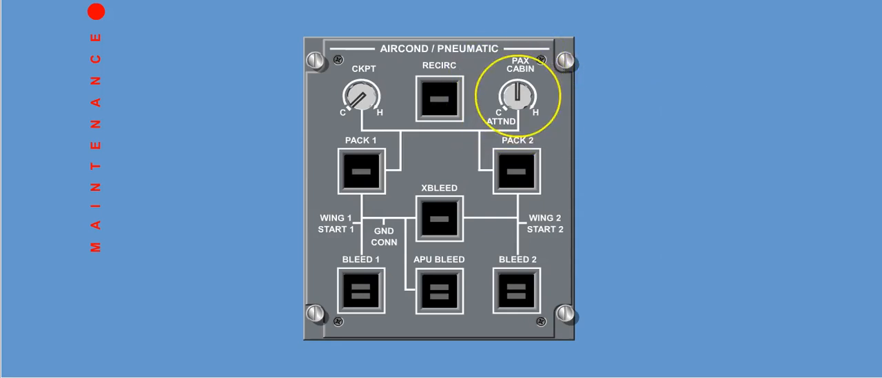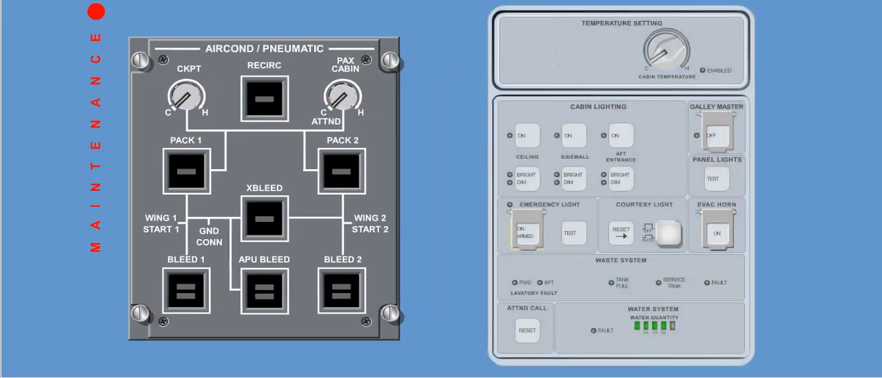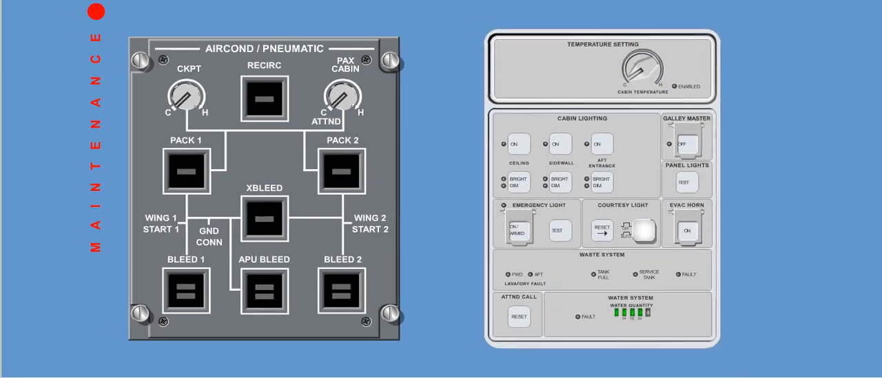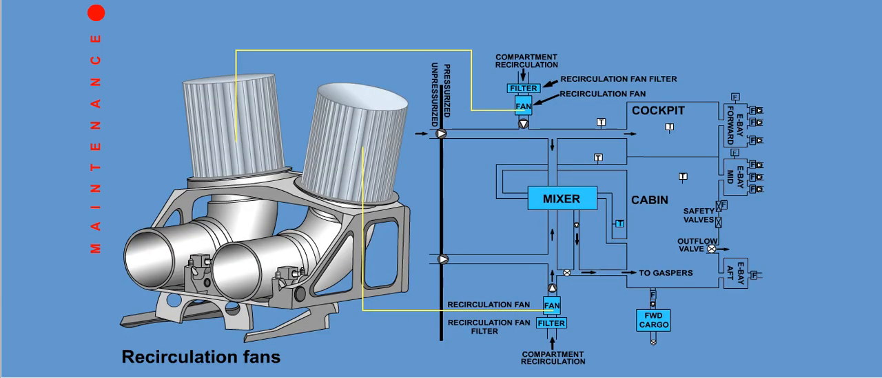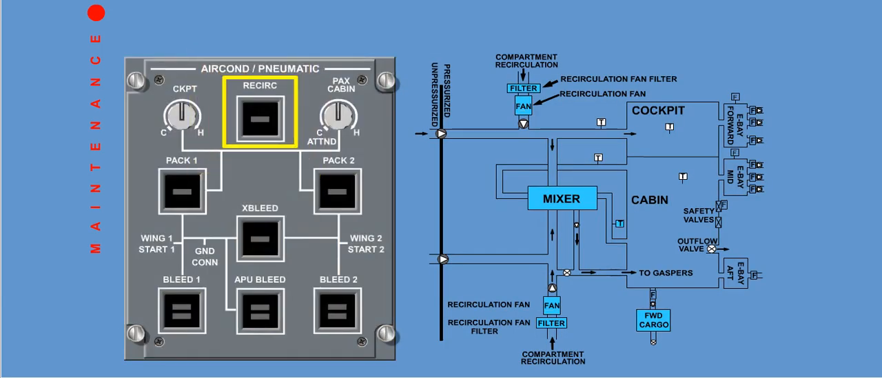The passenger compartment selector knob has a detente at the fully counterclockwise position. In this position, the temperature control for the passenger compartment is transferred to the flight attendant panel. Note: if the passenger temperature control system has the two-zone optional configuration, two selector knobs will be provided on the flight attendant panel. Recirculation fans are controlled by the cockpit selector switch.